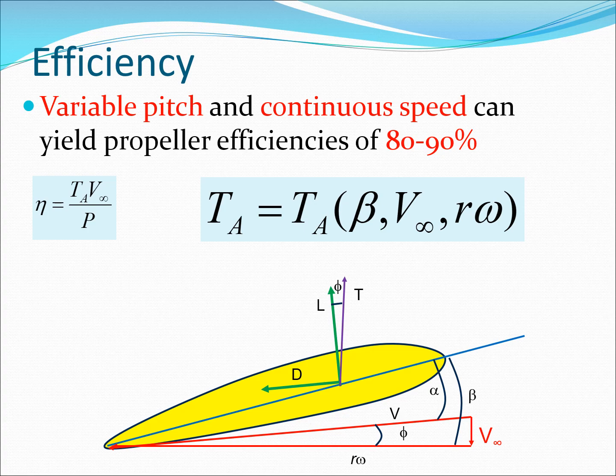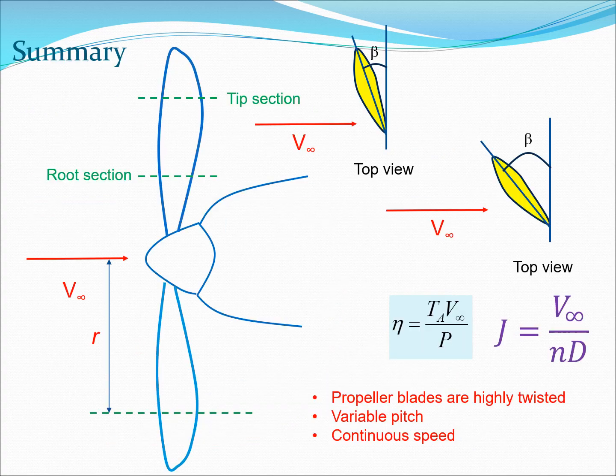So finally, we can say that the efficiency of the propeller, which is a very important parameter, has become quite high because propeller theory is quite advanced. By use of variable pitch and continuous speed, many of the newer generation of propeller designs can get efficiencies of 80 to 90%, and therefore propeller aircraft are actually very efficient at lower speed situations.